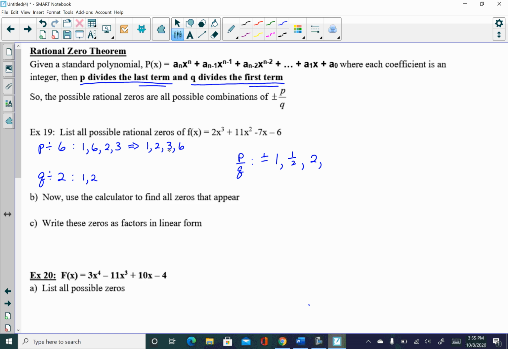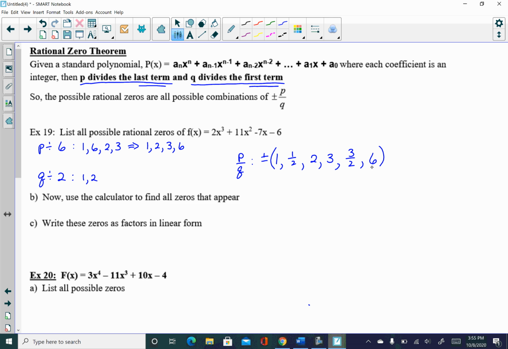Now move to your 3. 3 divided by 1 is 3. 3 divided by 2, so 3/2. And then your next one, 6 divided by 1 is 6. 6 divided by 2 is 3, we've already listed it. So any combination of plus or minus any of these values here are where you could possibly cross the x-axis, okay?